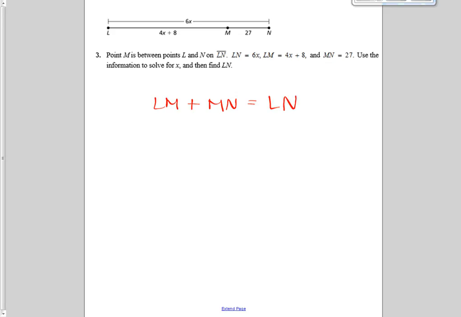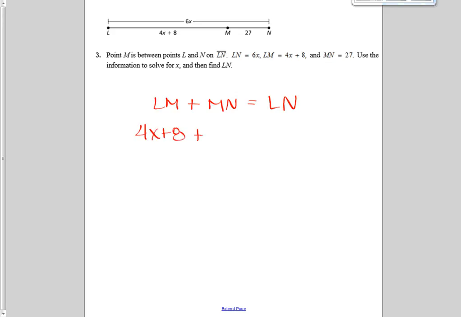A very simple concept. If the two parts make up the whole, I add the two parts together, I get the whole thing. But half of you looked at this problem and you're like, I don't know what to do. So even though it's simple, you got to make sure that you understand this idea. What you're going to do is just write that simple concept down. It makes everything so much less confusing. Because now I can just say, what expression goes with LM? 4x plus 8.